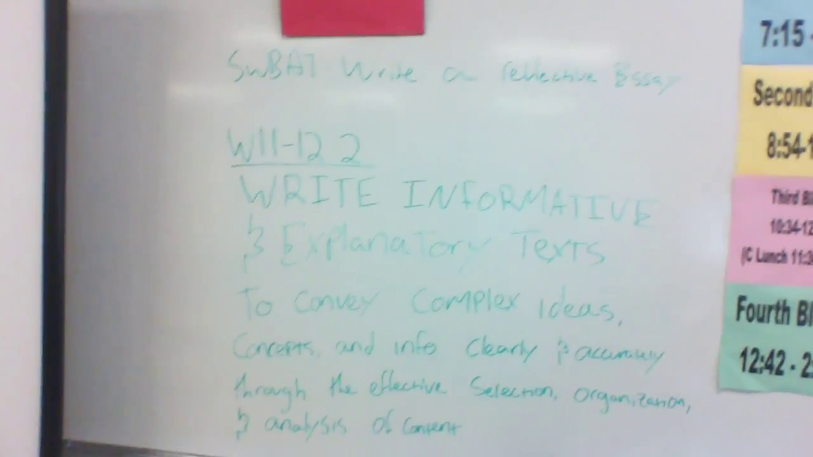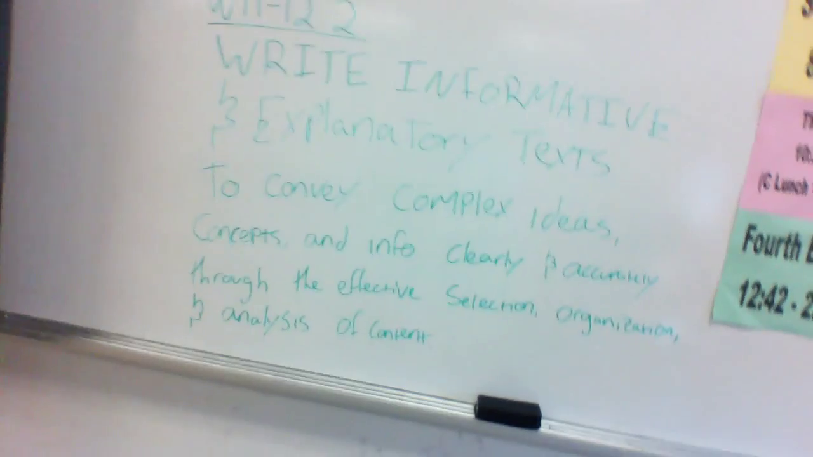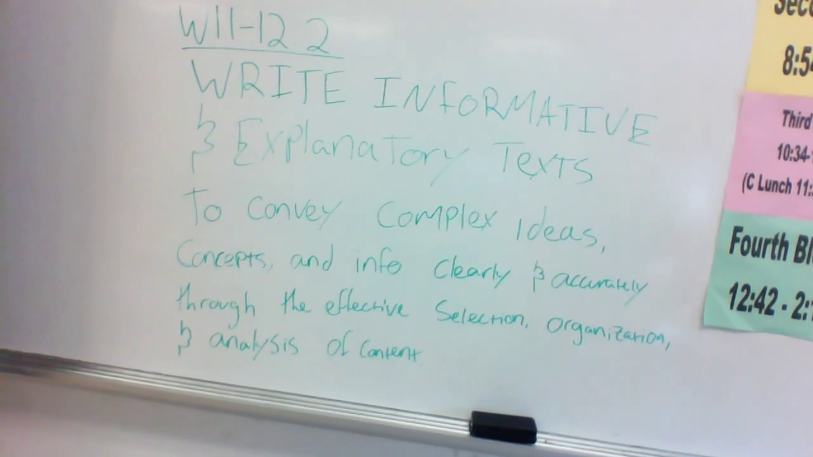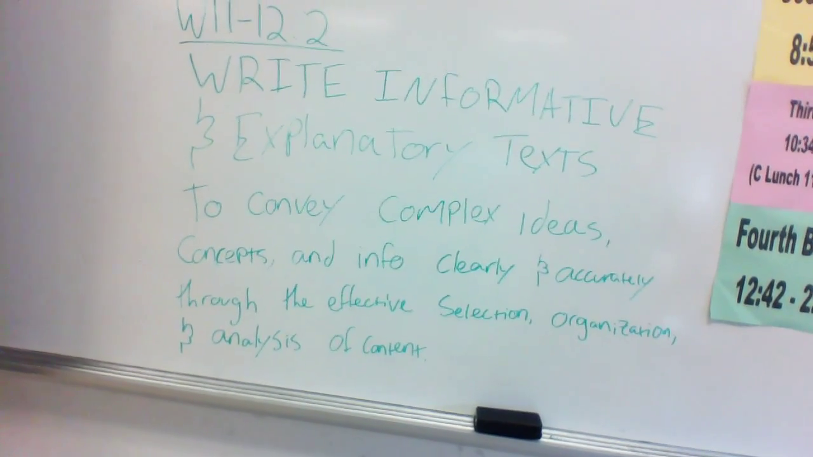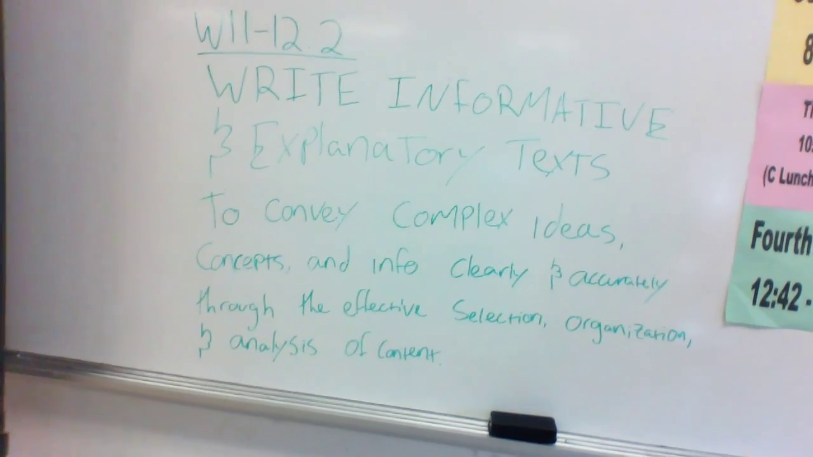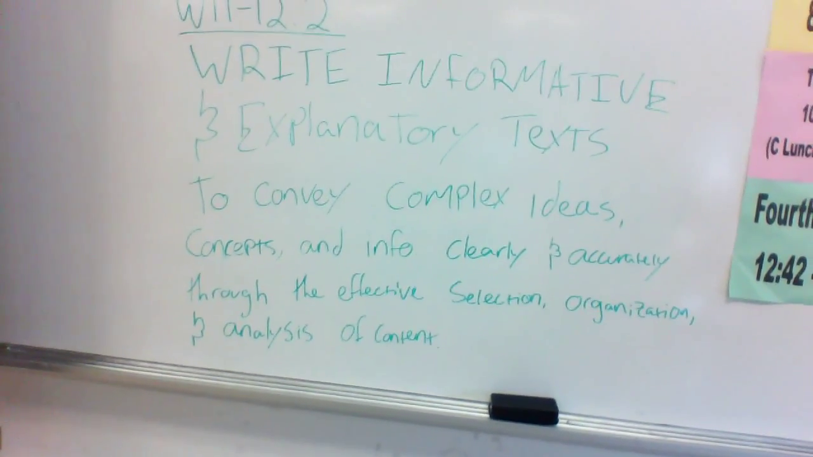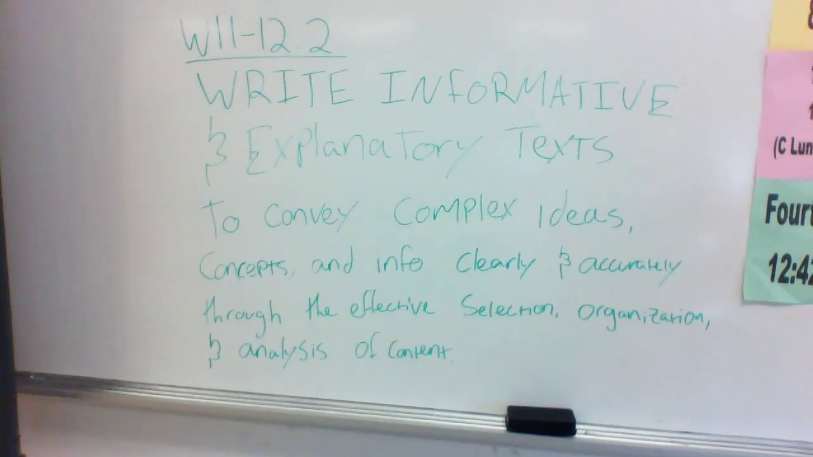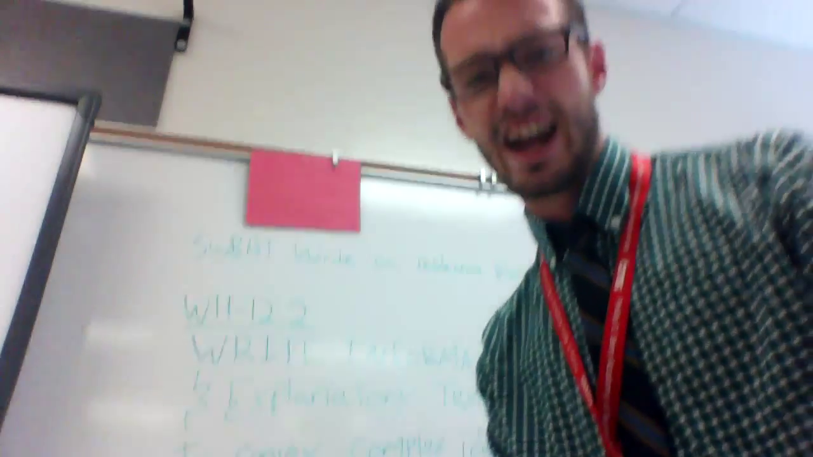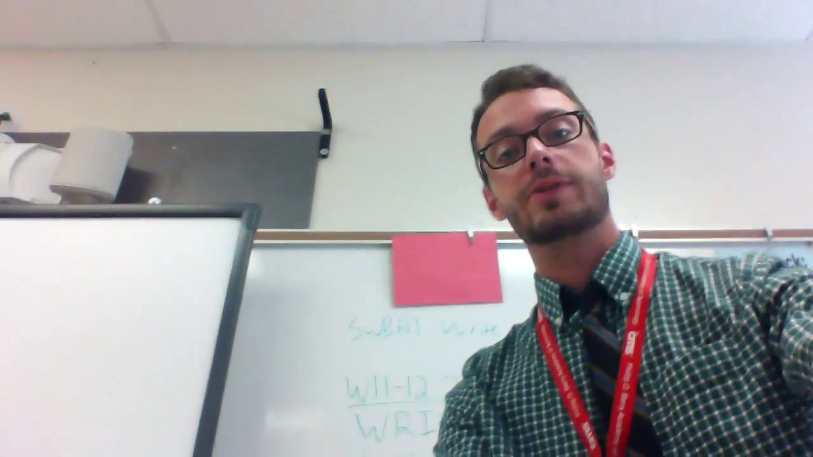We got our basic objective, which is to write informative and explanatory texts to convey complex ideas, concepts, and info clearly and accurately through the effective selection, organization, and analysis of content. Seems a little hectic, but there's not a lot going on right there. All we're looking for is how do you choose which details to write about and how do you put them in a structure that makes sense. Nothing to be afraid of. Just like the reflective essay, it's nothing to be afraid of.